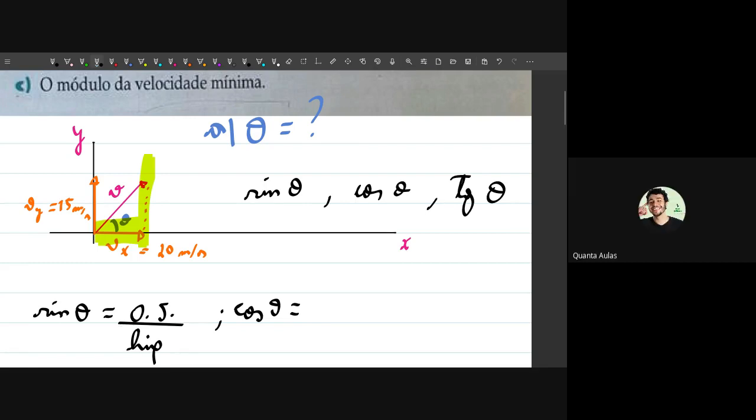I don't remember it. You need to remember, man. This is very, very, very important. Cosine is adjacent side over hypotenuse. But we don't have the value of the hypotenuse, just the sides. So we have to use the tangent, because tangent is opposite side over adjacent side. Okay? Very important. You need to remember and memorize this.